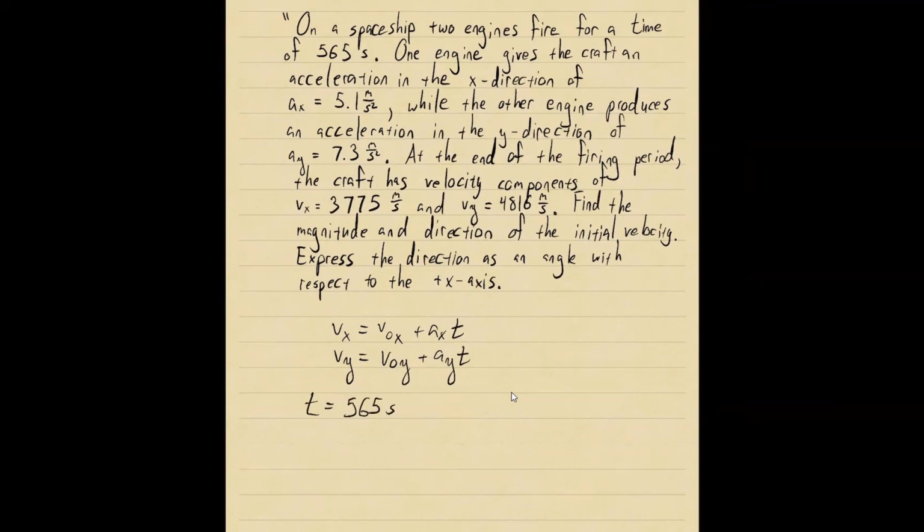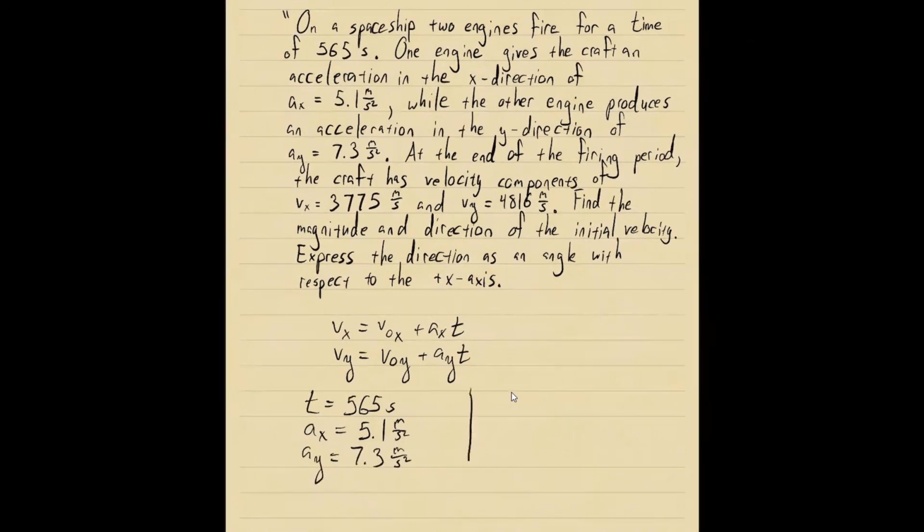Just like that. We know that the acceleration in the x direction is 5.1 meters per second squared, and that the acceleration in the y direction is 7.3 meters per second squared. And then we know that our final velocity in the x direction is 3,775 meters per second. And last but not least, we know that our final y component for our velocity is 4,816 meters per second.